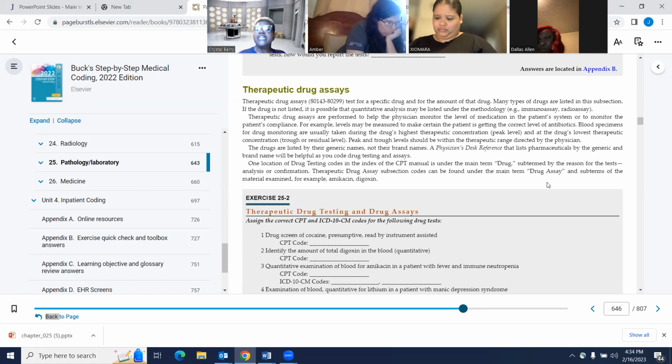And you definitely need to be very familiar with this because you all are going to be coding this. And you're going to be reading this in the patient's chart to be able to get that provider paid. So that main term is drug assay.